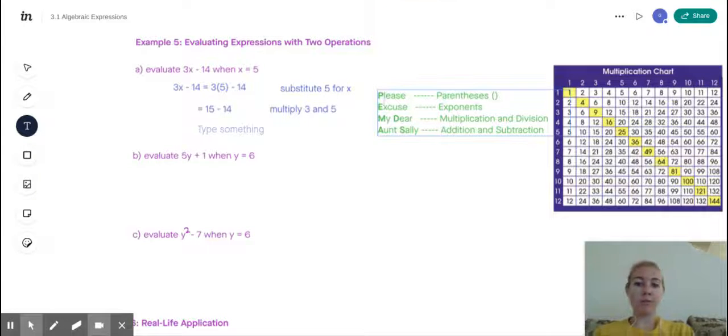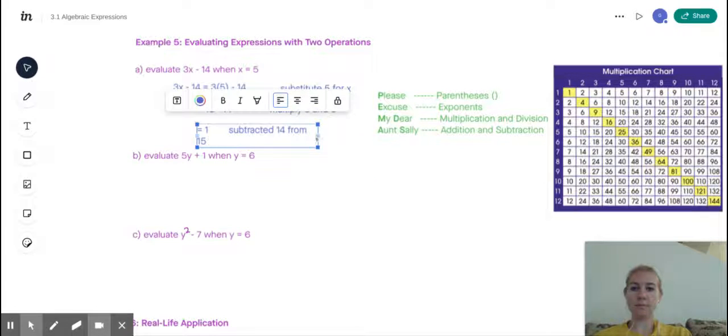And now we just have one operation, which is subtraction. And I know 15 minus 14 is 1. So what we did there is we subtracted 14 from 15. Okay. Let's try another one.